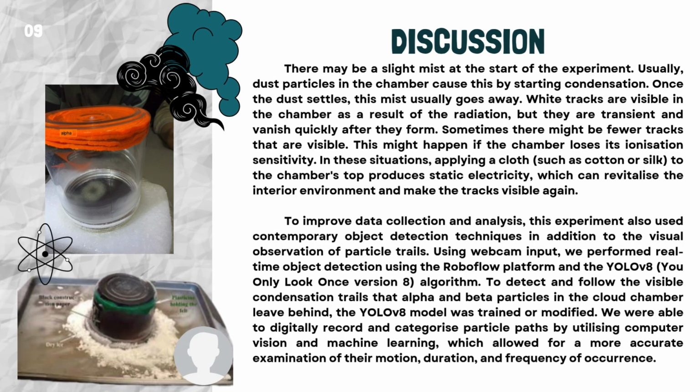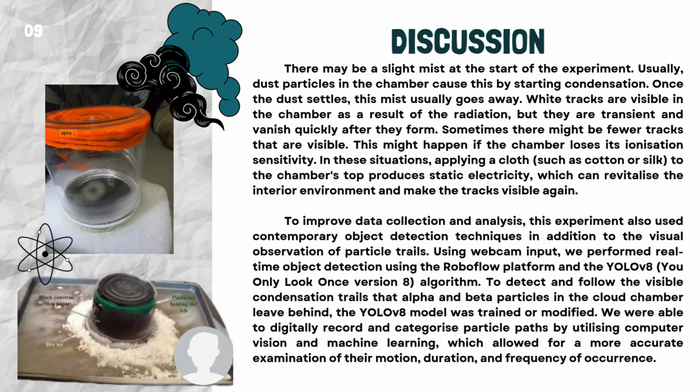There may be a slight mist at the start of the experiment. Usually, dust particles in the chamber cause this by starting condensation. Once the dust settles, this mist usually goes away. White threads are visible in the chamber as a result of the radiation, but they are transient and vanish quickly after they form. Sometimes there might be fewer threads that are visible.